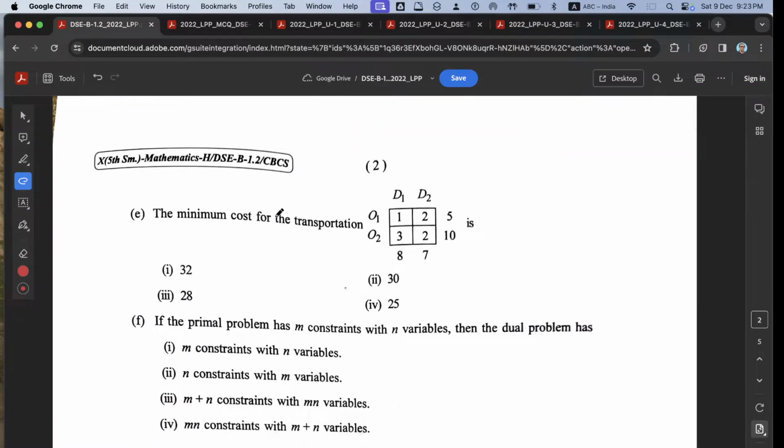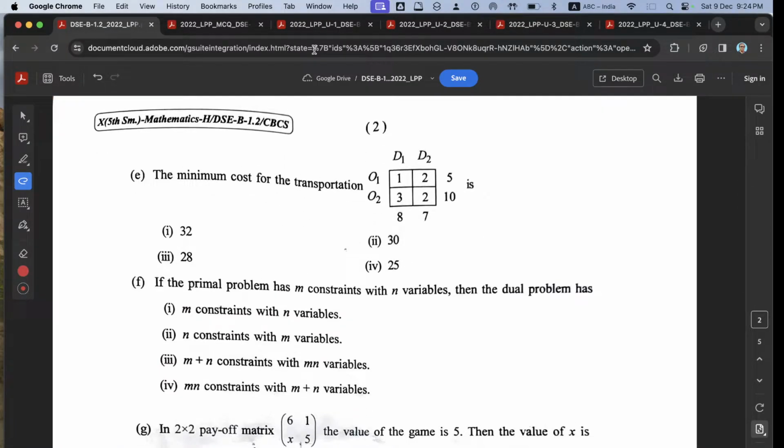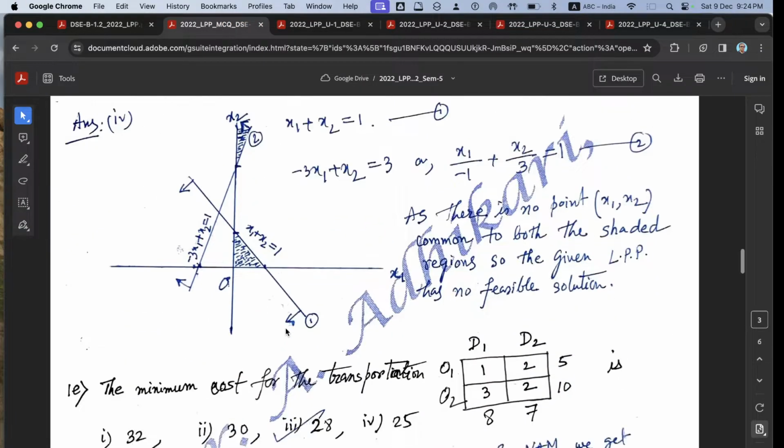Question E. The minimum cost for the transportation problem with origins O1, O2 and destinations D1, D2, with the given costs, the total demand, and the supply at each source. We need the minimum cost for this transportation. Question E.